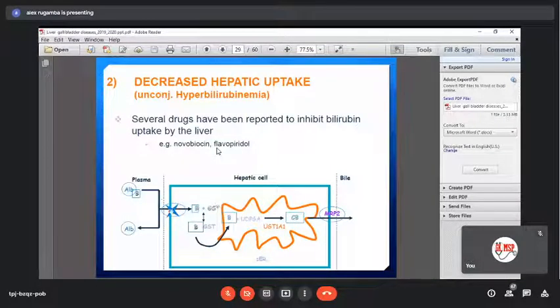So once a small amount of this enters, it will be conjugated by this UDP glucuronosyl transferase enzyme, and then continue the process. Once this bilirubin binds to uridine diphosphate glucuronic acid and is conjugated by it, it is then released through the bile duct.